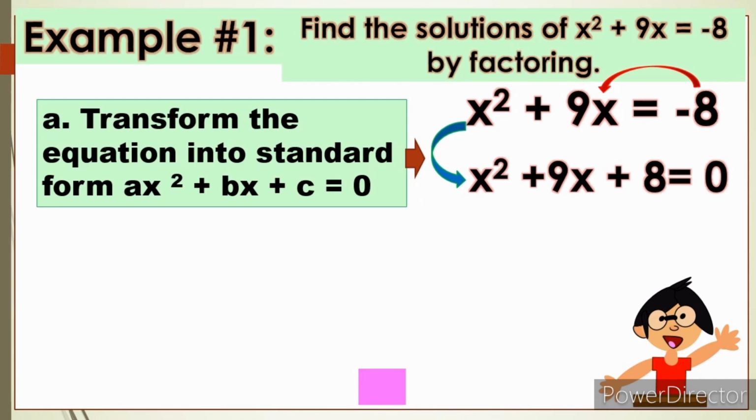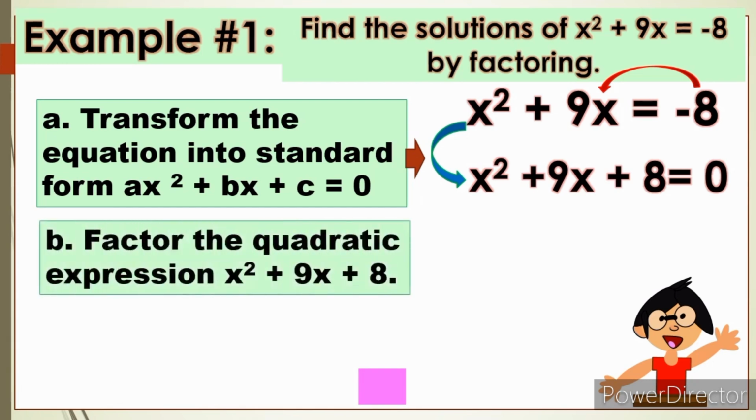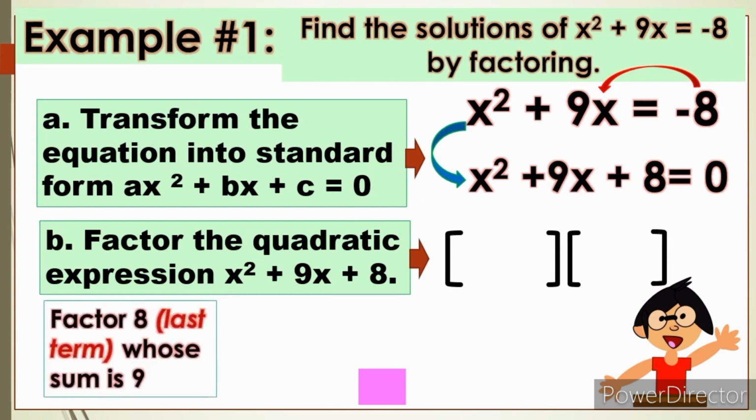Okay, after we change the equation into standard form, this is step number 2, factor the quadratic expression x squared plus 9x plus 8. Okay, and then magkakaroon tayo ng dalawang factor since the highest exponent is 2. Okay, to factor 8, which is the last term, whose sum is 9. So, dapat yung sum ng factor ng 8 is 9, positive 9. Okay, so to factor 8, we have 1 times 8 is positive 8. Negative 1 times negative 8 is positive 8.